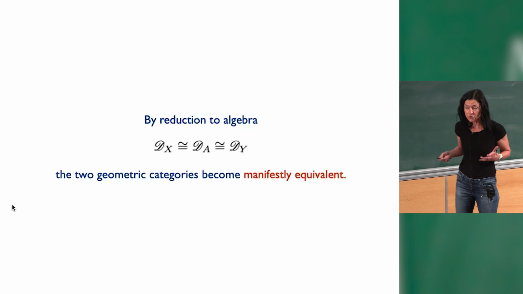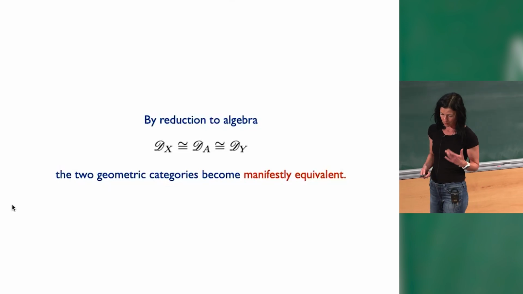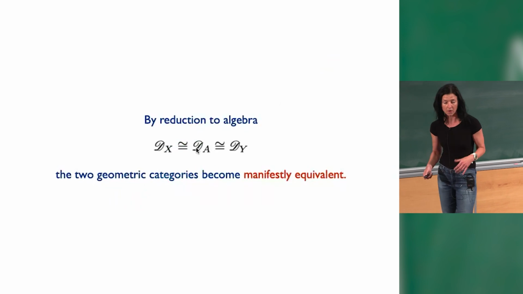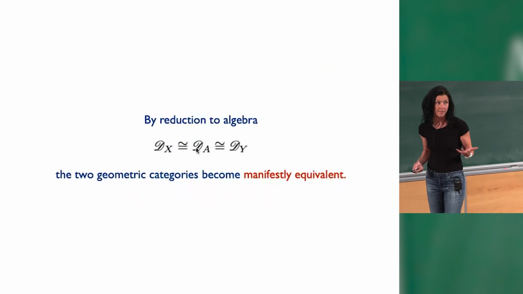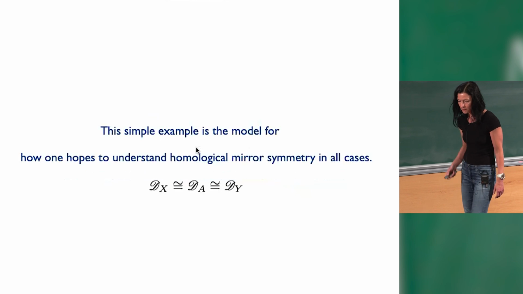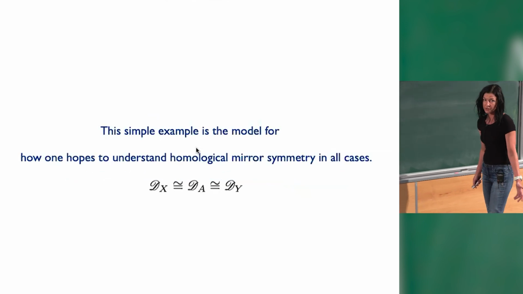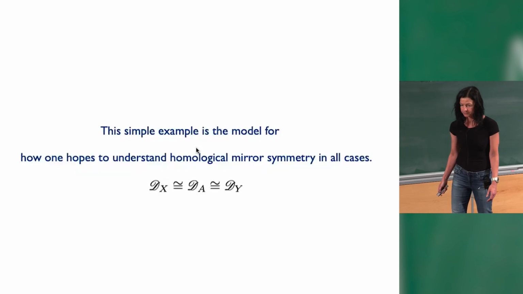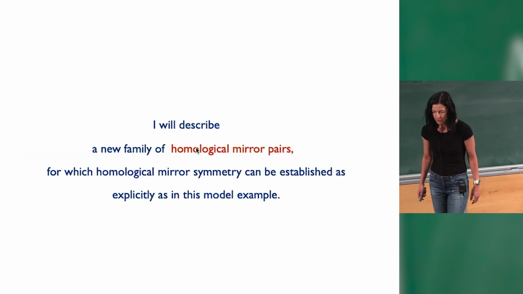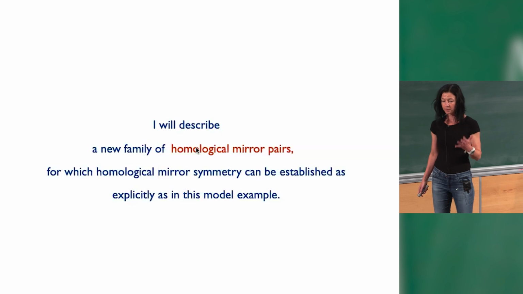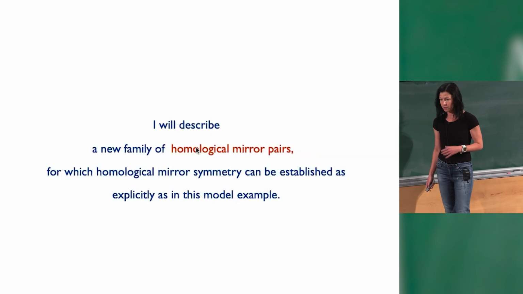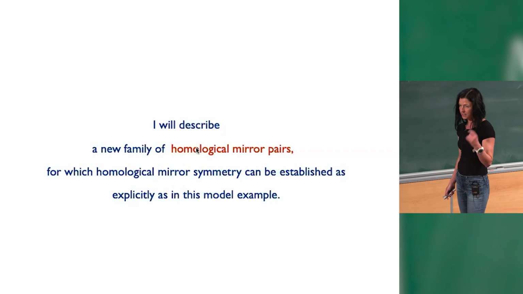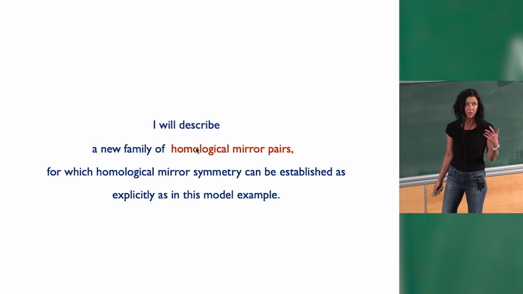Now, by reduction to algebra, the two geometric categories, one based on coherent sheaves on X, one based on Lagrangians on Y, become manifestly equivalent. And so this simple example is a model for how you might hope to understand homological mirror symmetry in all cases. So I'll describe a new family of homological mirror pairs where just that happens. We will be able to understand homological mirror symmetry essentially as explicitly as in this model example.